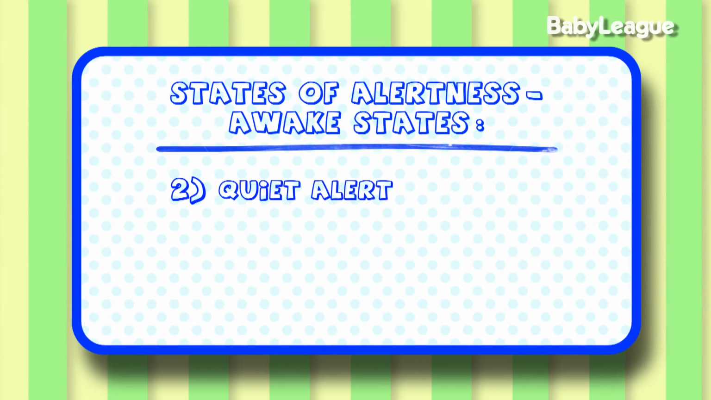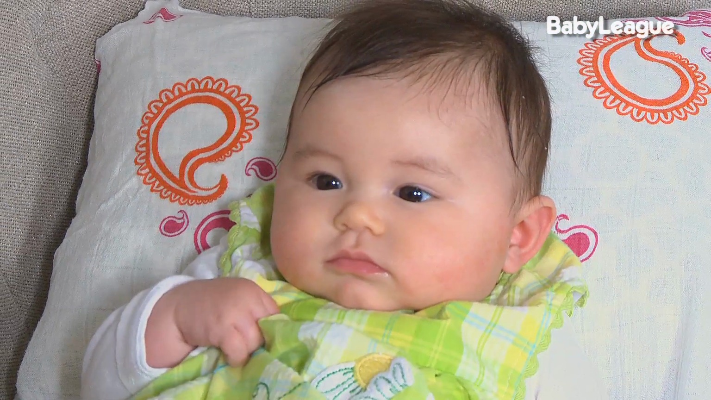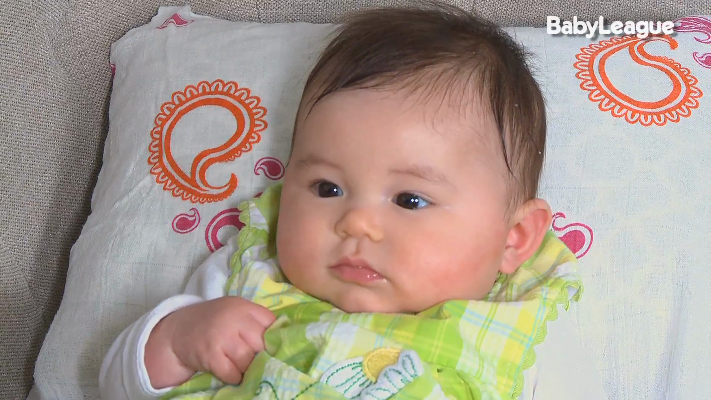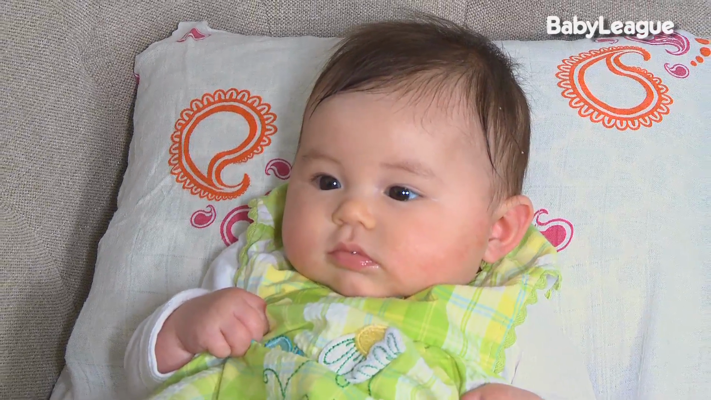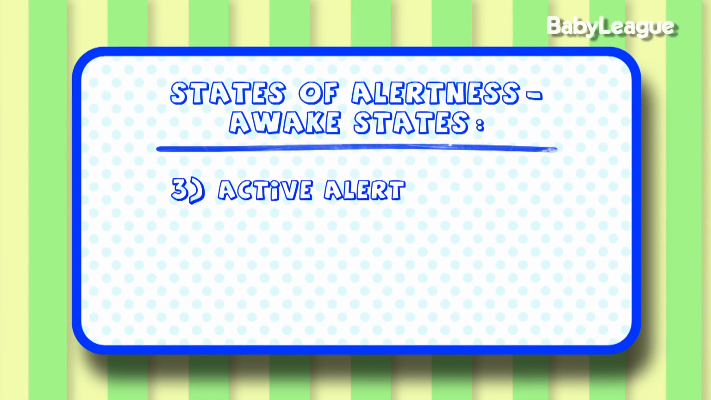The second state is the quiet alert. This is my personal favorite. The baby's eyes are wide open and they're bright and shining. This is when the babies learn the most. They take the most amount of information in. This is their favorite time to see, hear, and suck. Perfect time for feeding.